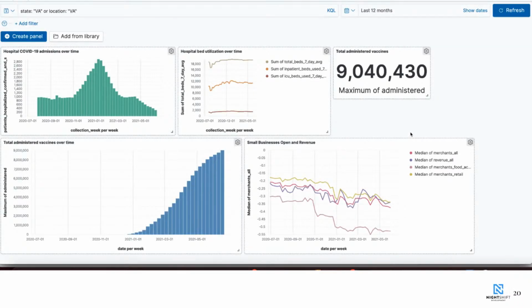So here, again, just kind of looking at that same dashboard from the Virginia specific perspective. For me, that's of particular interest, but obviously, it's an extensible concept that I think provides a lot of value.